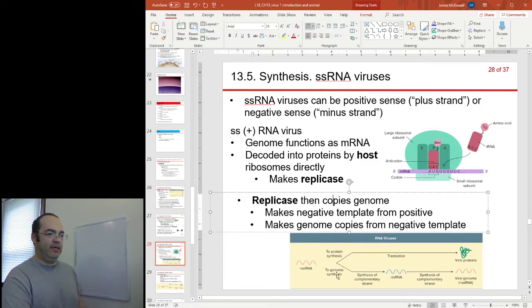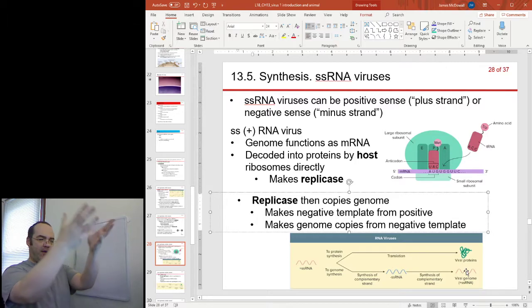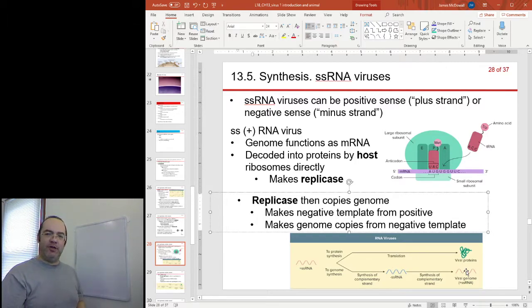In this case, we start with our positive strand RNA, replicase builds the negative strand, i.e. the complementary strand, and then from the negative strand, the replicase then builds the positive strand once again. And it builds lots and lots of positive strands, and all those positive strands get packaged up into new virus particles.